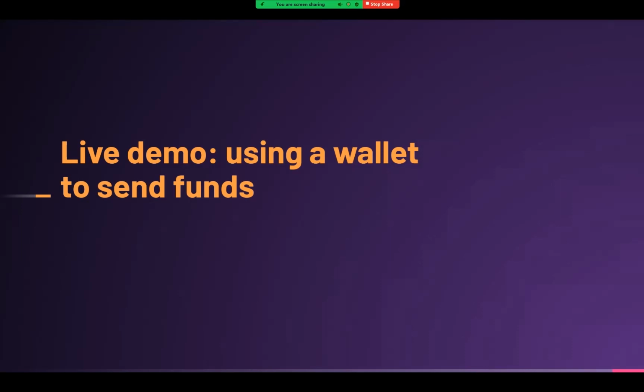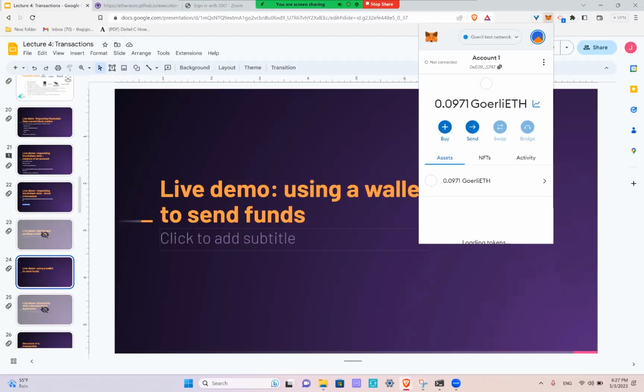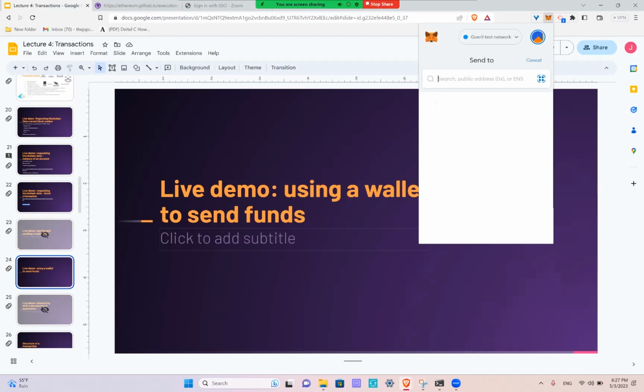We can also use a user wallet to send funds. So if you know about MetaMask, you can just pull this up and send to any address that we want. And right in the background, what it's doing is connecting to a node. And then once you send a transaction to the node, it propagates the transaction to the network. And eventually it'll get included in a block and all the wonderful things, right?